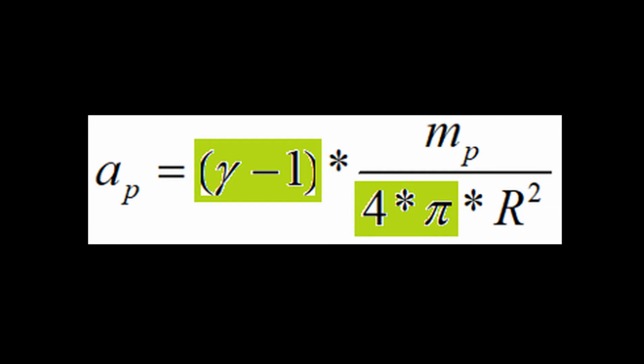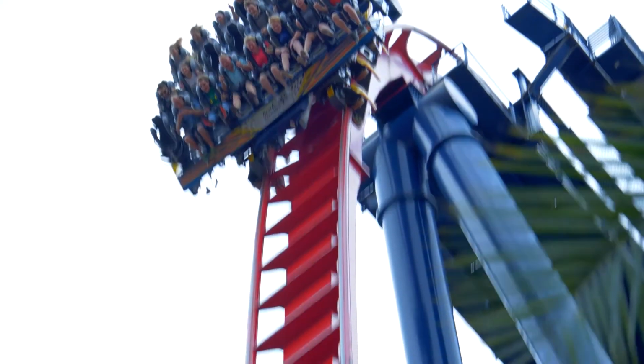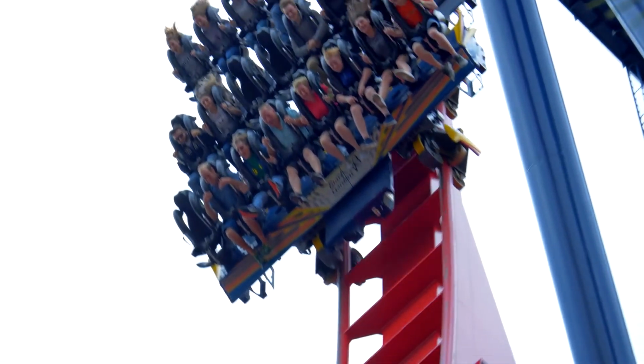mp is the mass of the planet and r is the radius of the planet. It means the acceleration at the surface is the result of the difference between being at rest and being accelerated, proportional to the mass divided over the surface area of the planet. In short, it's the acceleration at the surface that makes it possible to ride in a roller coaster.